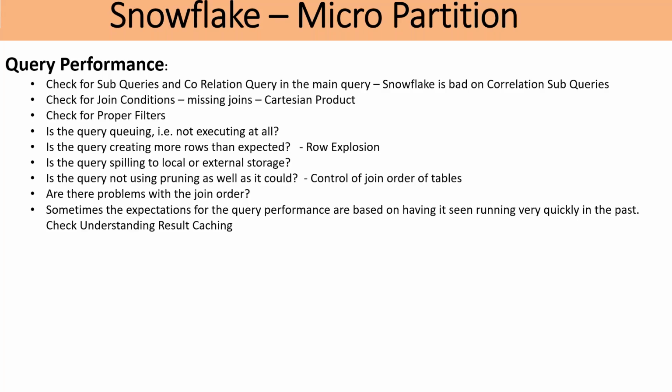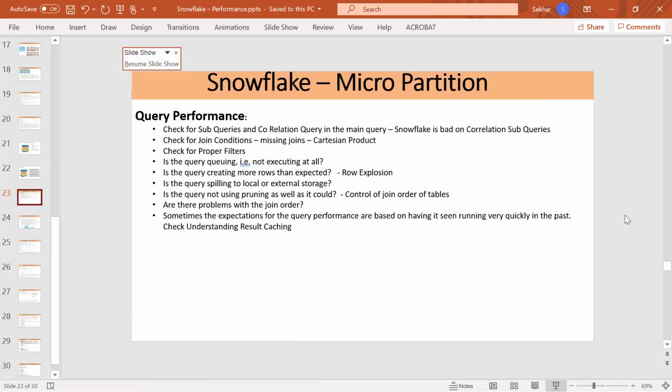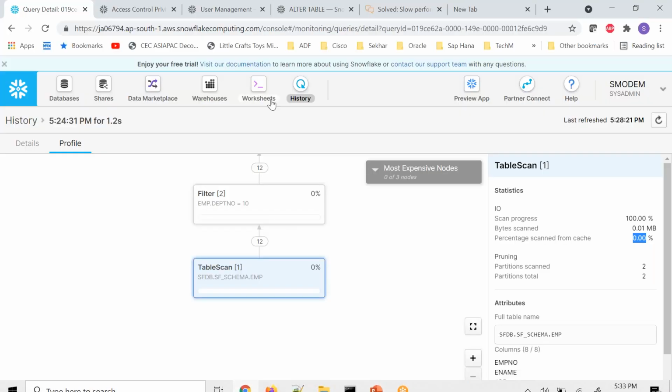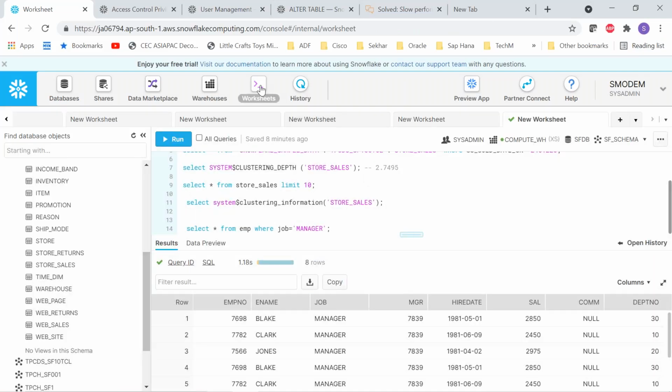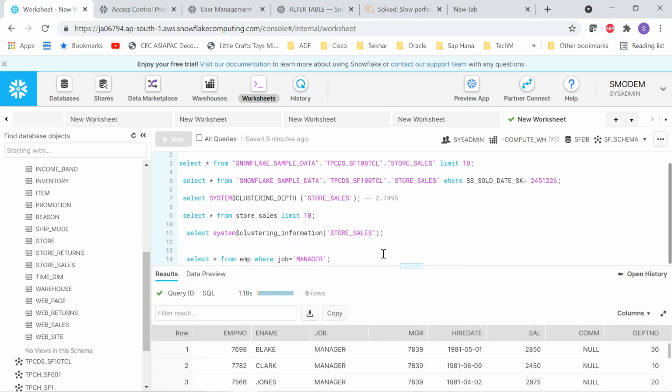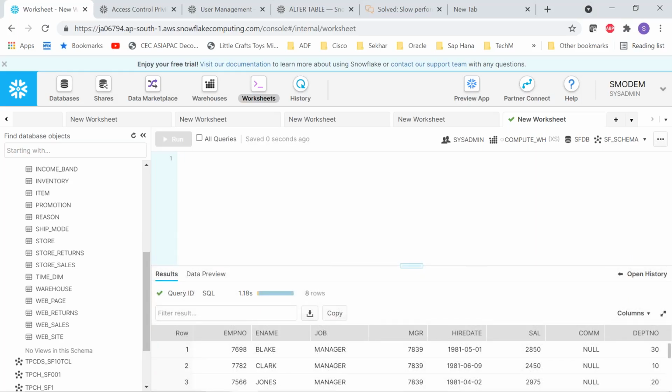Check the join conditions. Look for missing joins or Cartesian products. Sir, one doubt. For real-time scenarios, when we write complex queries, why do we mostly not use subqueries? No, we don't encourage writing subqueries; we have to avoid them in real-time scenarios. But when we compare with Oracle, Oracle works better with subqueries, right? Will Snowflake also solve that problem in the future?